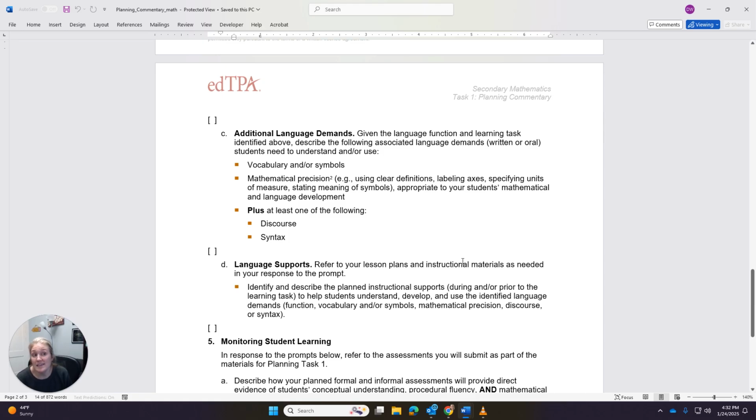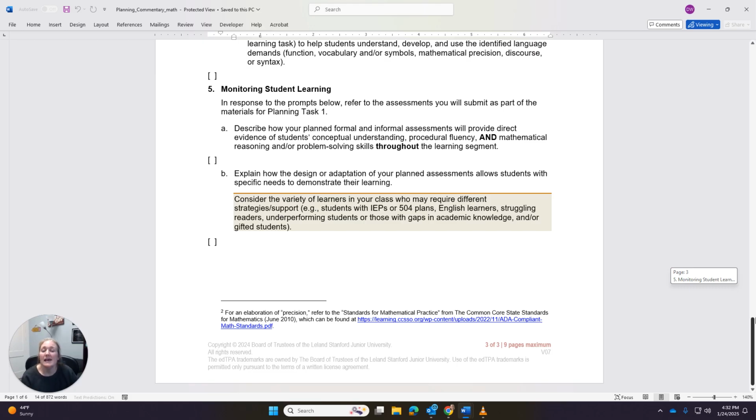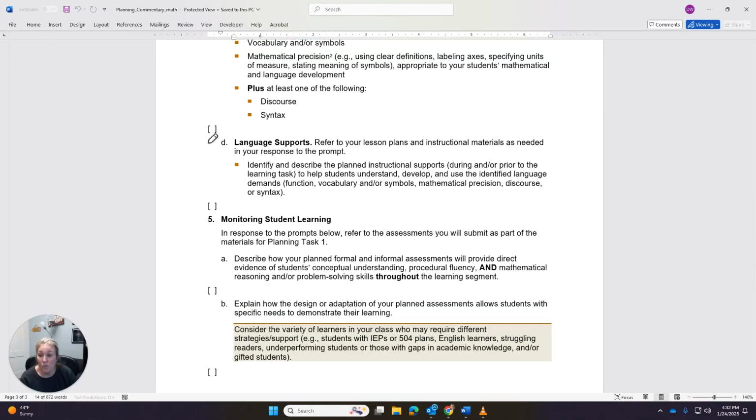So in this situation for math, if they are going to be providing a proof, the proof itself would be the discourse. But the organization that they need to know in order to create a proof would be the syntax. So if this is their first proof that they have done, how did you explain how to organize that to them? How did you teach them that? Then, in prompt 4, the majority of the score is going to come from 4D, that language supports.